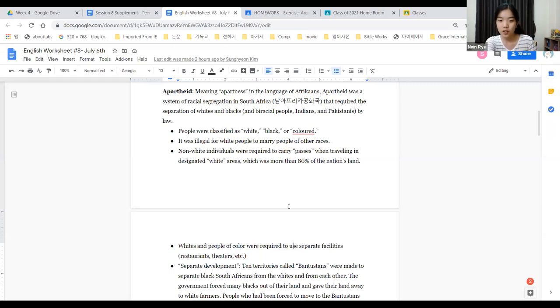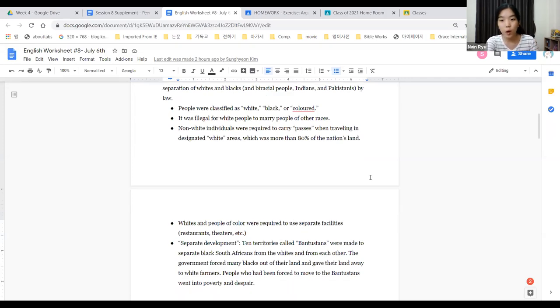So here are some details that might help you understand what was going on. People were classified, put in different categories: you're white, you're black, you're colored. And it was illegal for white people to marry people of other races. If you're white, you cannot marry somebody who is not white, and if you are not white, you cannot marry a white person. They also divided the country of South Africa into parts where 80% of the land would be reserved for white people, and the other 20% was where people of color were allowed to live.